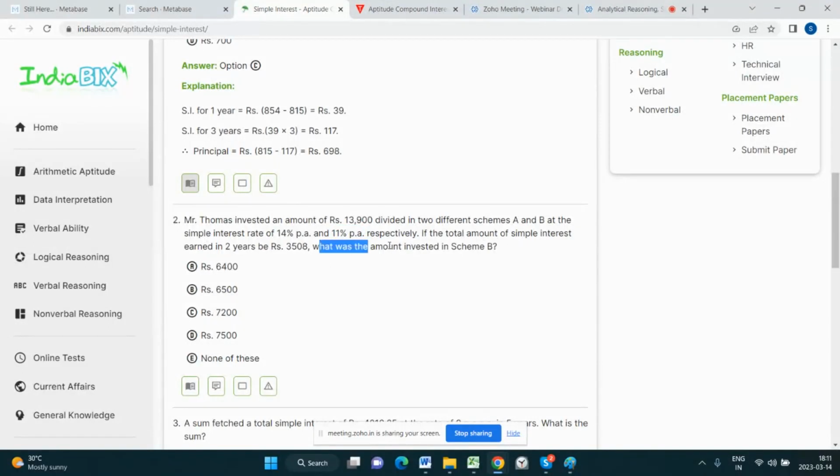What was the amount he invested in scheme B? And the total amount of simple interest for both A and B is 3508. What was the amount invested in the scheme B?